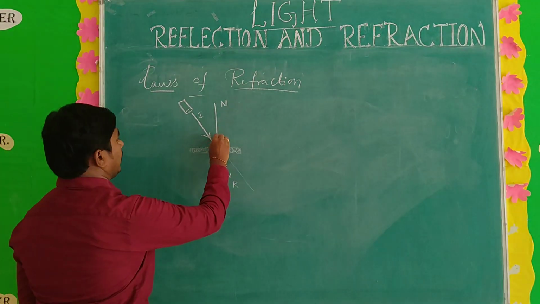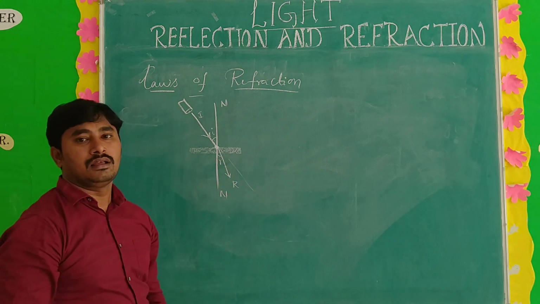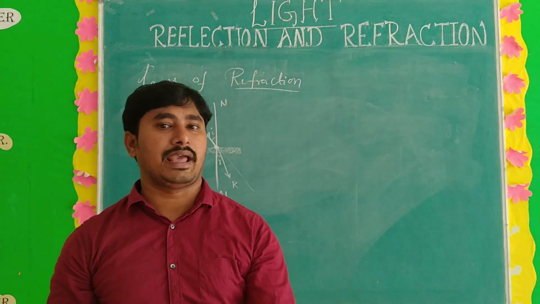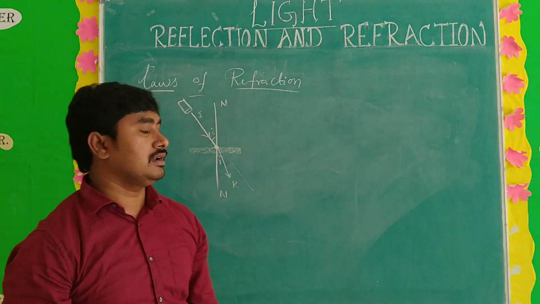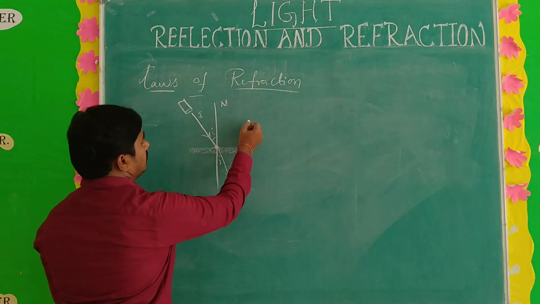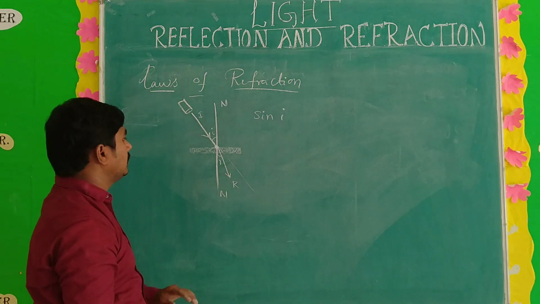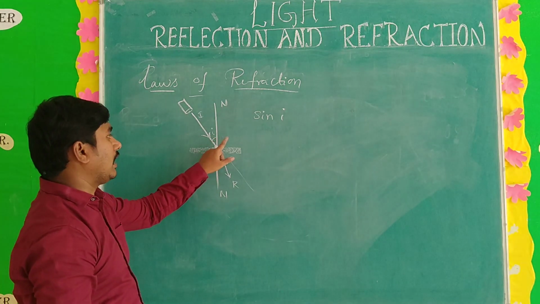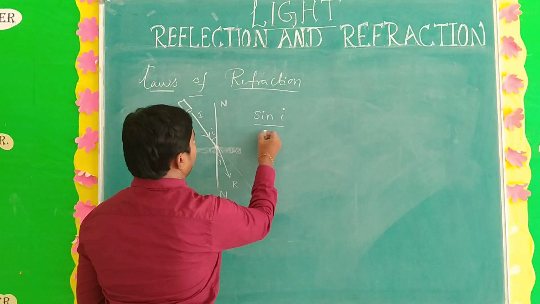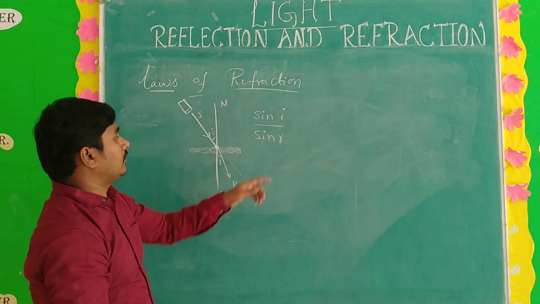The second law concerns the angle of incidence and the angle of refraction. In the laws of reflection, the angle of incidence is equal to the angle of reflection. But in refraction, what is the second law? The second law of refraction involves the sine of the angle of incidence, this angle i. You have to use sine. It is the ratio of the sine of the angle of incidence to the sine of the angle of refraction.